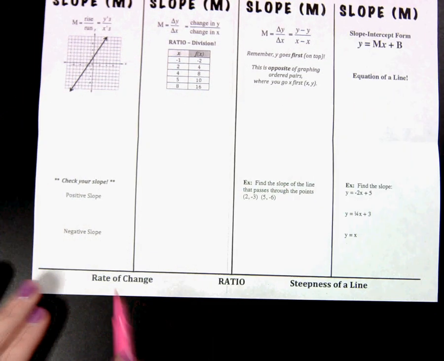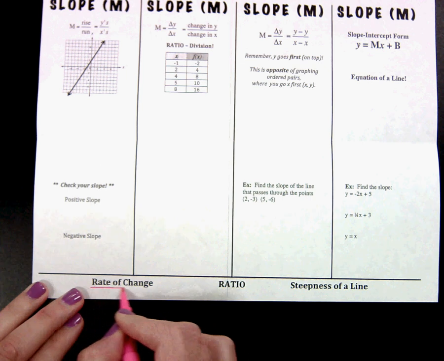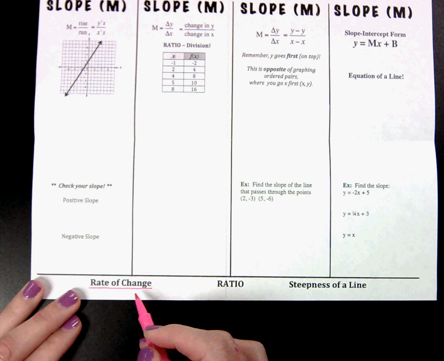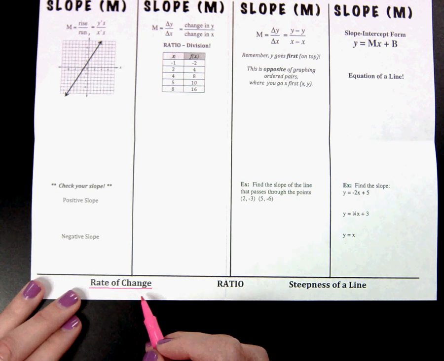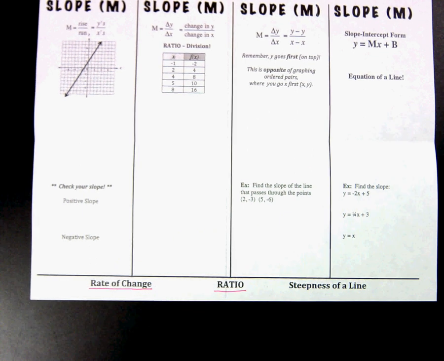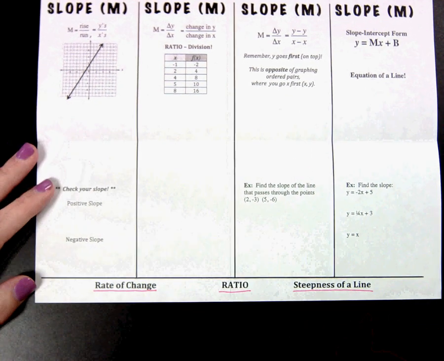I also want you to look down here at the bottom. It says slope. Another name for it is rate of change. We refer to it as rate of change when we're dealing more with a real life situation. Slope is also thought of as a ratio, and when we talk about slope, we're talking about the steepness of a line.